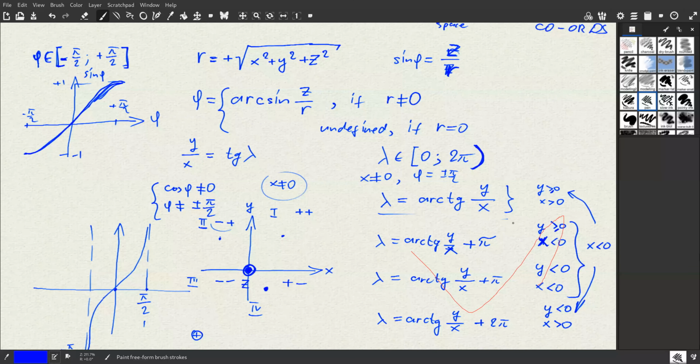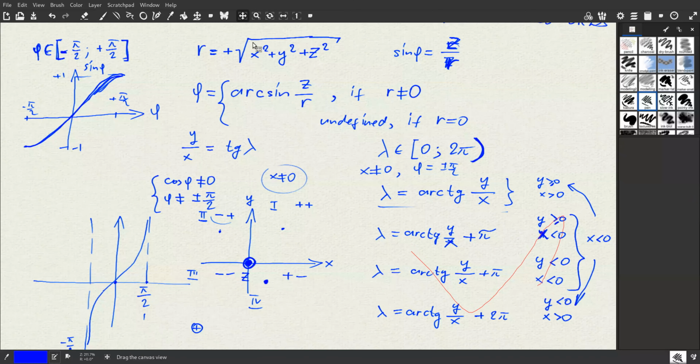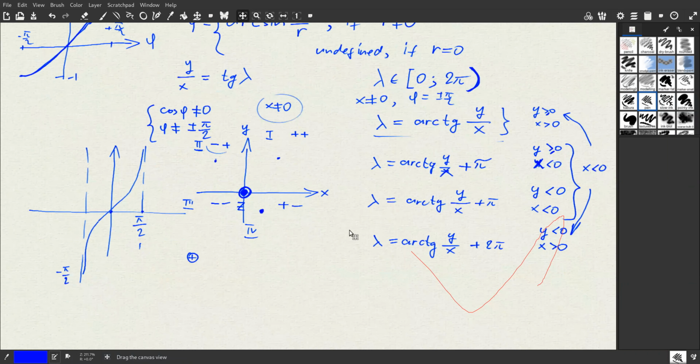Now we need to consider this particular case of x equal to 0. What then? If x equals 0, then what? Let us consider this. So we had x equals r cosine phi cosine lambda. Y equals r cosine phi sine lambda.